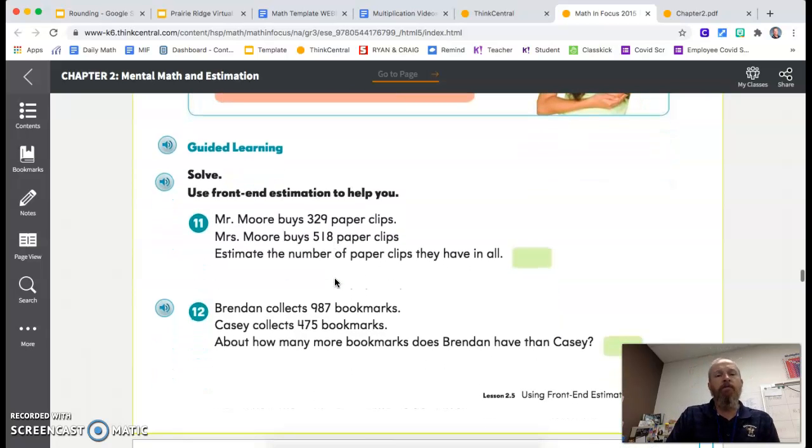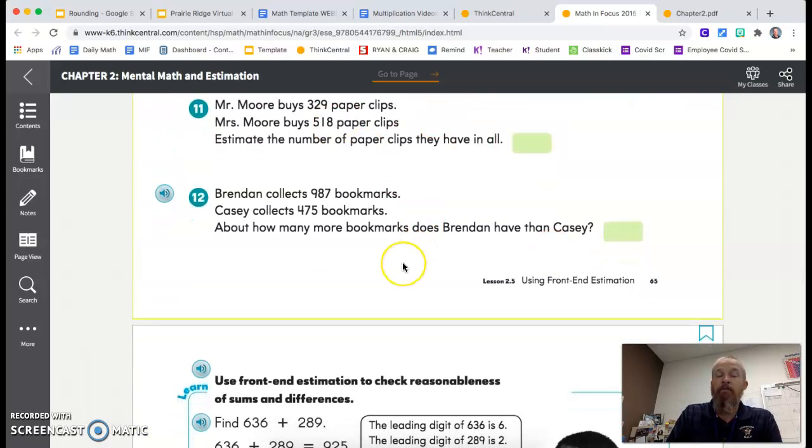This one says solve, use front-end estimation to help you. Mr. Moore buys 329 paper clips. Mrs. Moore buys 518 paper clips. Estimate the number of paper clips they have in all, meaning total, okay? So we have a 3 for 300. We have a 5 for 500. 300 plus 500 equals 800.